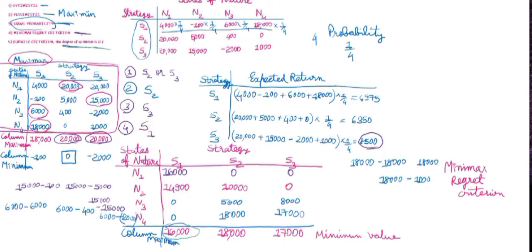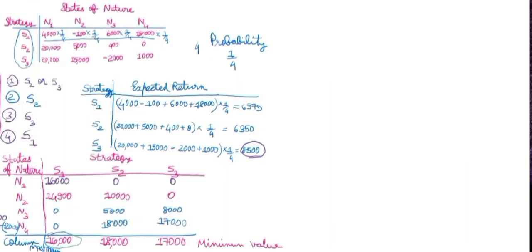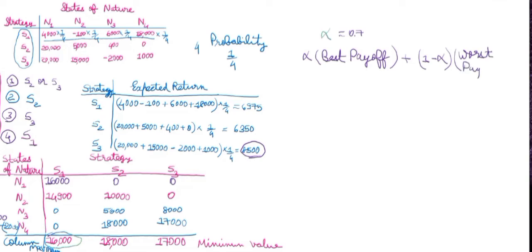Now we'll solve our last question, which is the Hurwicz criterion, and the criterion of optimism given to us is 0.7. So for this, the criterion of optimism which is written, that will be our alpha. So alpha will be equal to 0.7. And now the equation to find this is alpha into best payoff plus 1 minus alpha into worst payoff. Now how can we find this best payoff and worst payoff? I'll just show you.